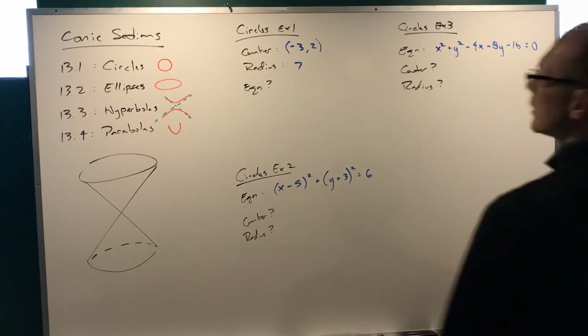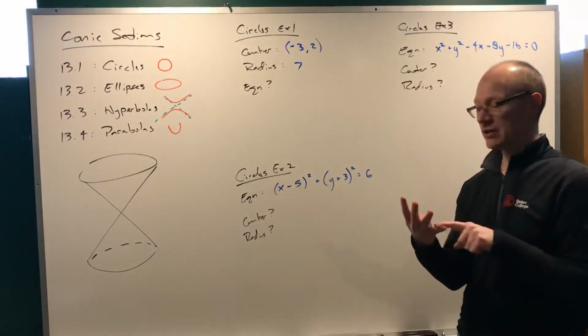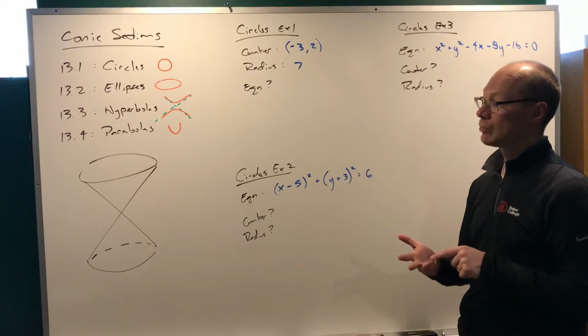Hey there, class. This is conic sections, chapter 13. There are 4 conic sections, so there are 4 sections in this chapter we're going to talk about: circles, ellipses, hyperbolas, and parabolas.